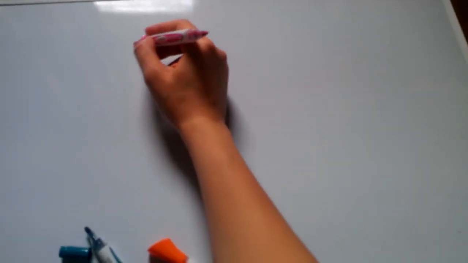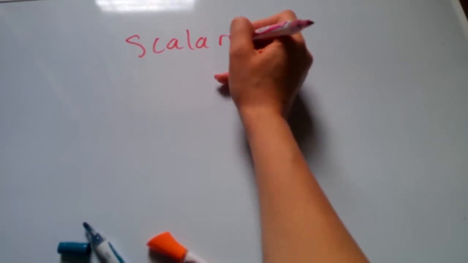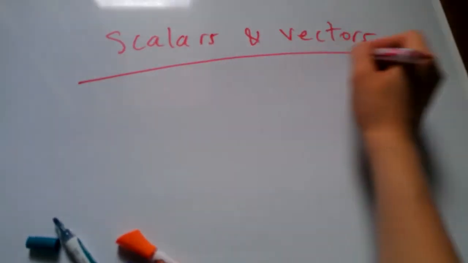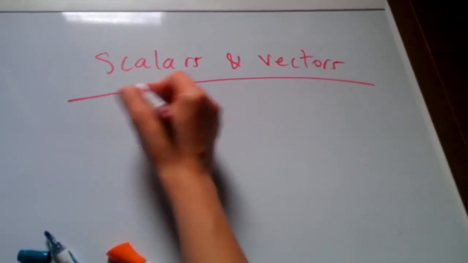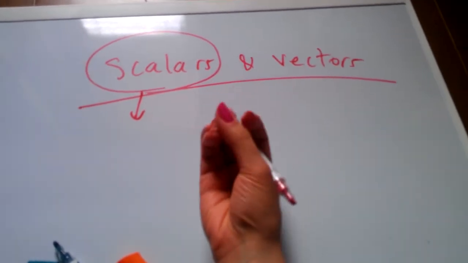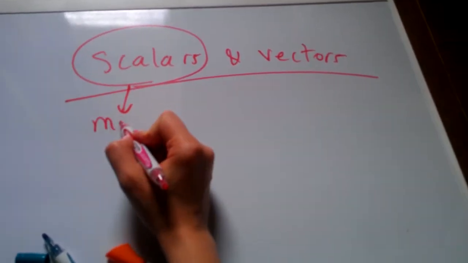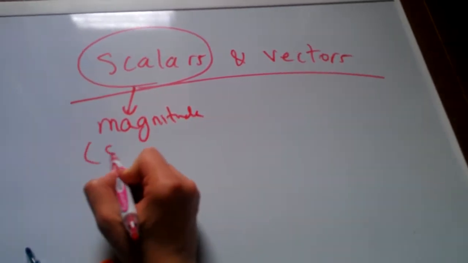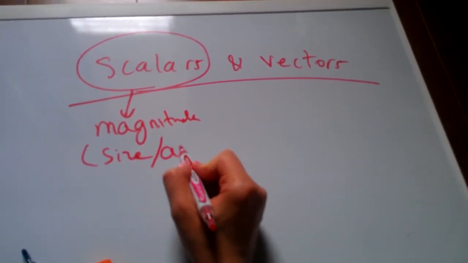Hi everyone. So today I'm going to talk about scalars and vectors. Okay. So scalars are quantities, are measurable stuff that are only described by their magnitude. Magnitude means their size or their amount.